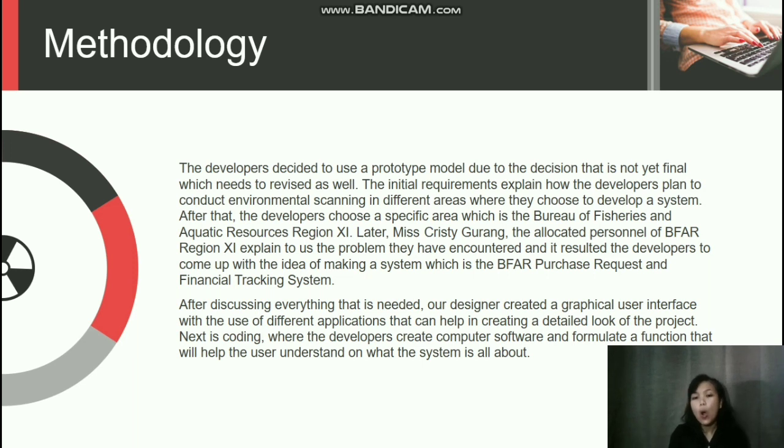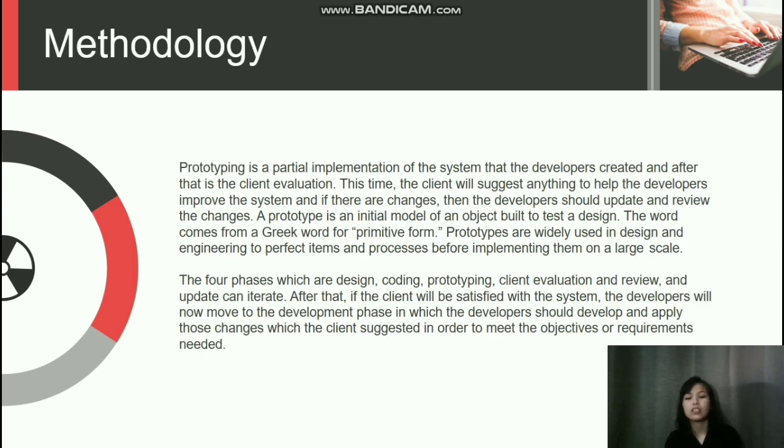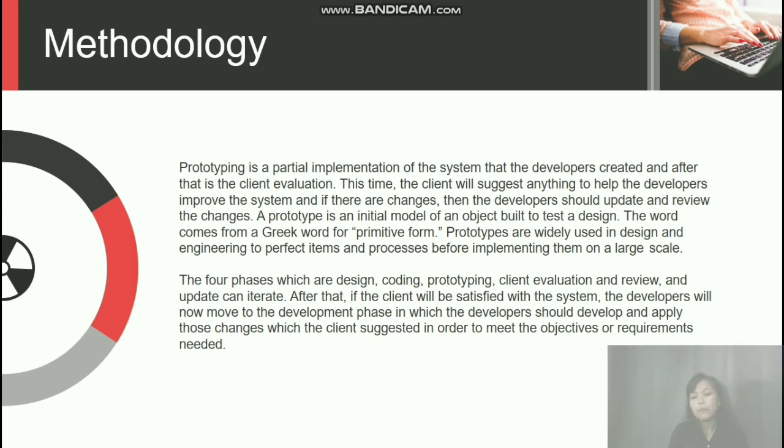Next is coding, where the developers create computer software and formulate a function that will help the user understand what the system is all about. Prototyping is a partial implementation of the system that the developers created, and after that is the client evaluation. This time, the client will suggest anything to help the developers improve the system, and if there are changes, then the developers should update and review the changes.